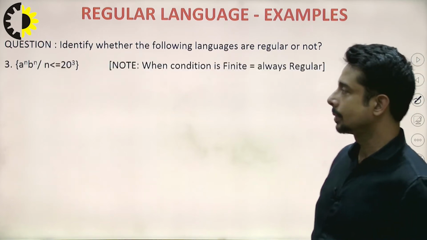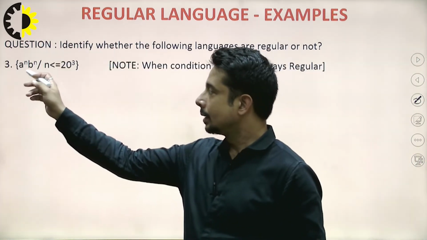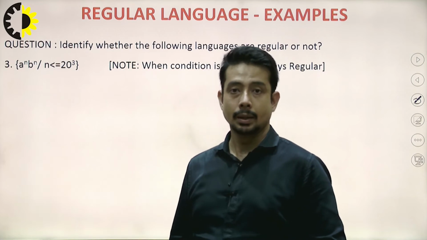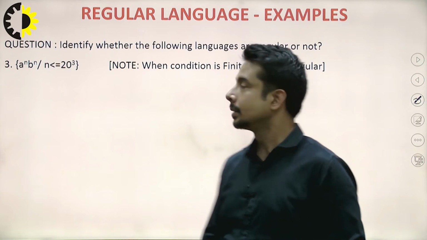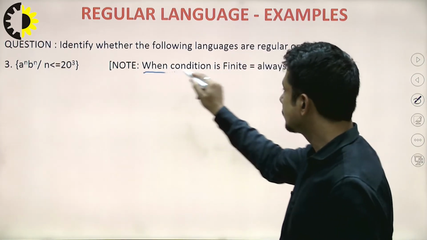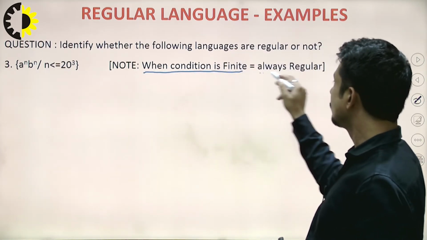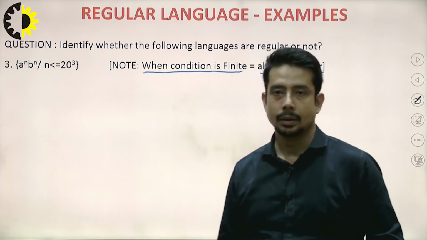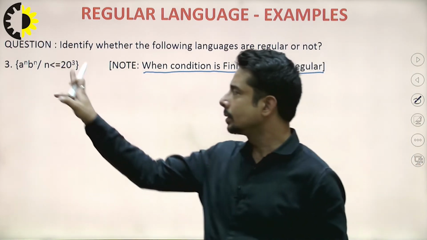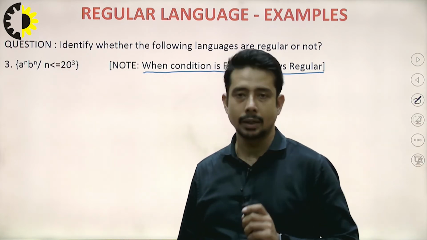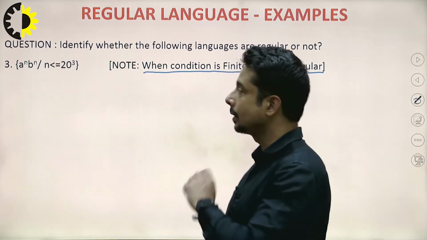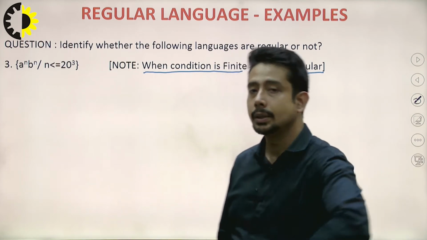Let's go to question number 3. It says, see, powers are same. Now the concept is, powers are same, but the language is finite. See, when the condition is finite but powers are same, then it will always be regular. You just think of it that I have given n as 20 to the power 3. So this is a finite value. I have not given that n is greater than or equal to 0. I have given less than or equal to 20 to the power 3.